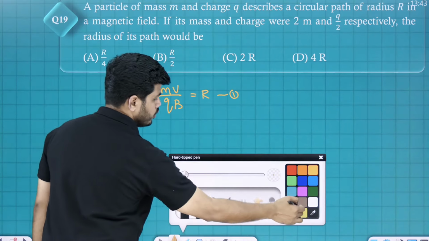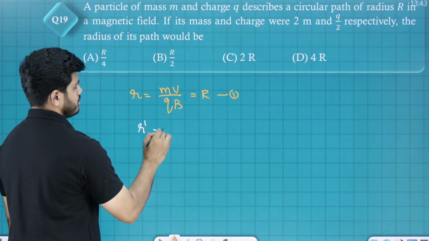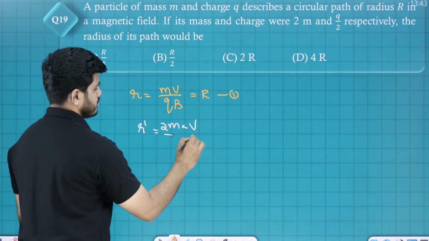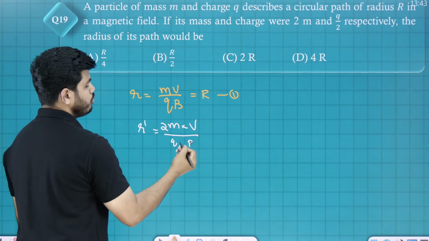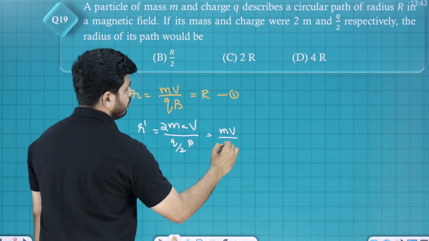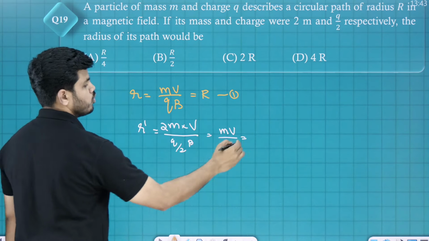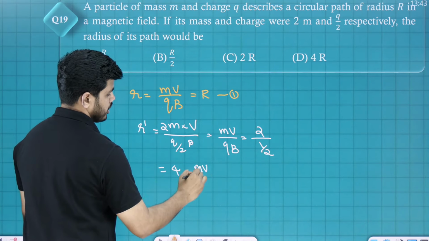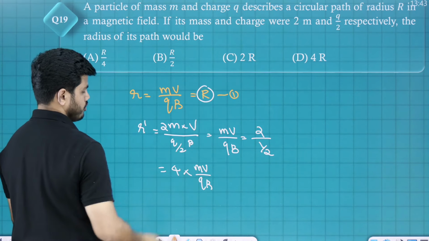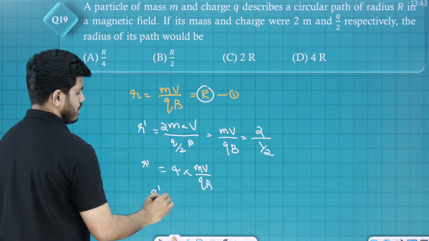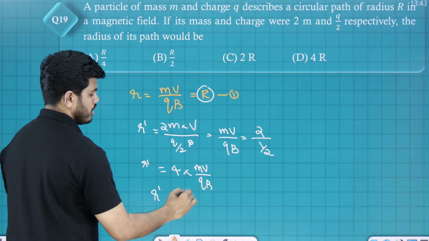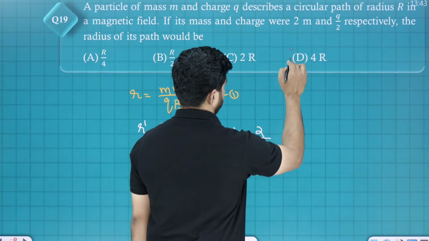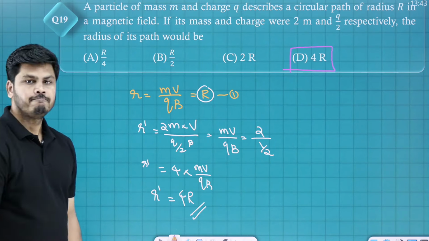Now what happens to the new radius? What will be R dash? R dash is going to be m becomes 2m, 2 times the mass. Velocity remains the same. q is going to be q by 2, into B. So we can write this as mv by qB. What are the remaining terms? There was a 2 in the numerator and a 1 by 2 in the denominator. So we get 4 times mv by qB. mv by qB is actually R from equation number 1. So the new radius R dash is going to be 4 times R. Correct? 4 times the initial value. So we get option D as the correct answer. Okay, fine.